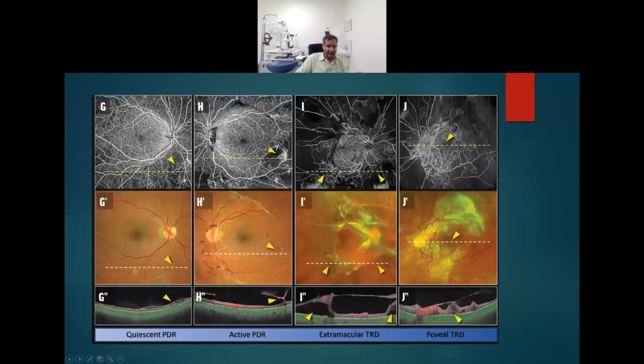Then is the fusing PDR, in which the area has neovascularization just starting. Then is active PDR, where the neovascularization is easily visible along with the capillary non-perfusion area. Extramacular TRD is a totally non-perfused area of the membrane, along with what we see as a membrane here, along with neovascularization of the area. And this is the foveal TRD causing traction at the fovea. We can see on the OCT that the fovea is pulled by the traction.